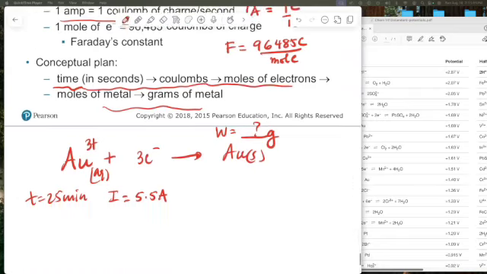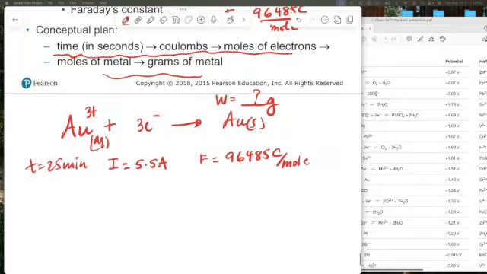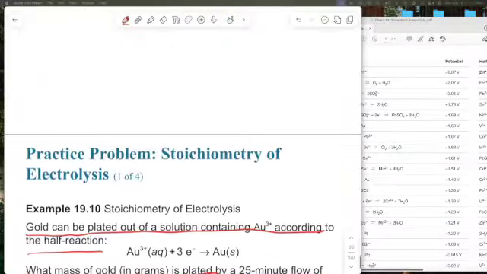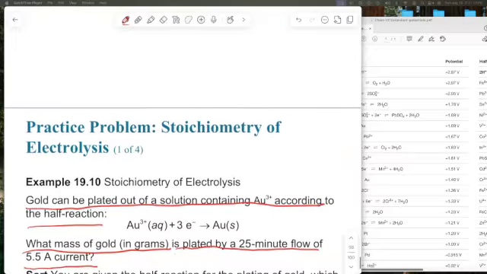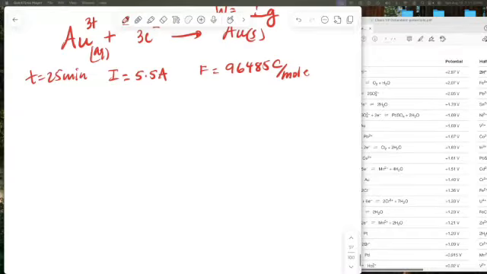We know Faraday's constant is 96485 coulombs per mole of electrons. And we're asked to figure out the amount of gold in grams. What else are we given? Okay, let's figure this out. We'll start with a time. We're given time in 25 minutes, but we need time really as seconds.